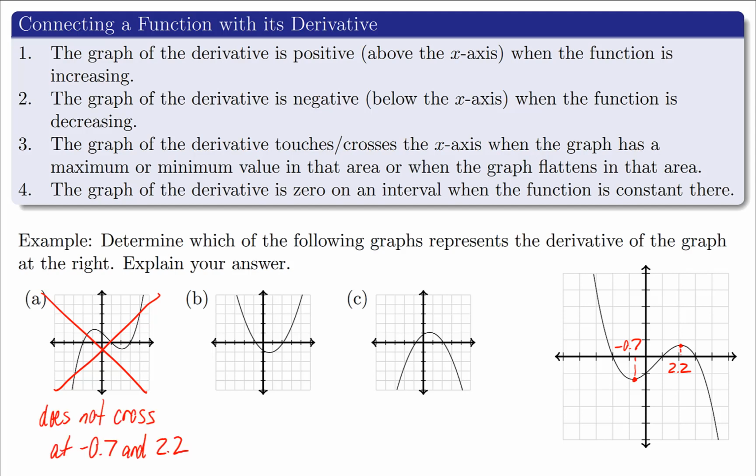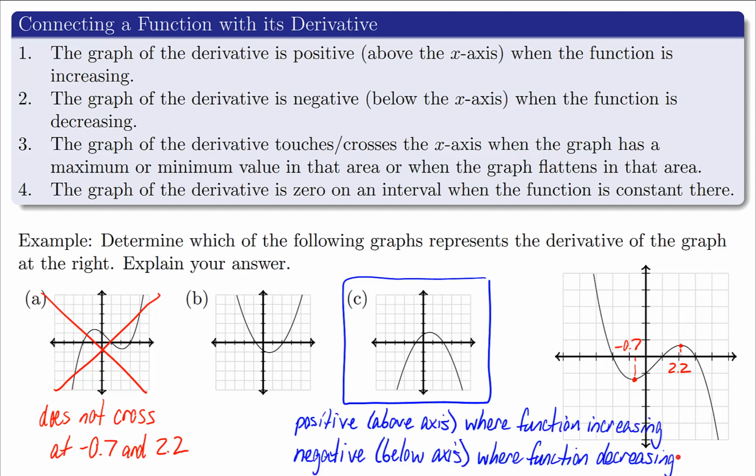Now for the next part, let's consider what's going on with increasing and decreasing. Notice the function starts by decreasing, then switches to increasing, then goes back to decreasing. That means my function should start negative, switch to positive, and then switch back to negative. There's really only one function that does that. This one. On the other one, we have positive, negative, positive, where it should have been negative, positive, negative. Just writing that down for reference, we do have that it's positive and above the axis where the function is increasing, and it's negative or below the axis where the function is decreasing.